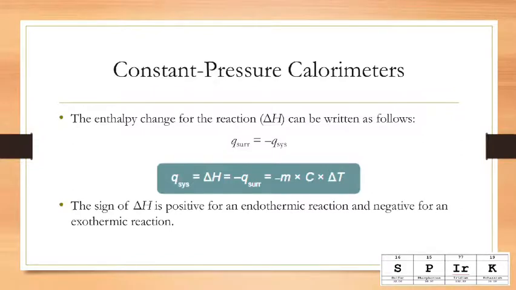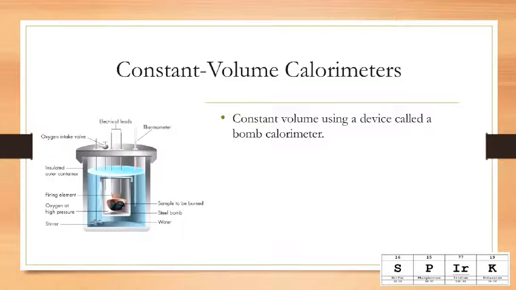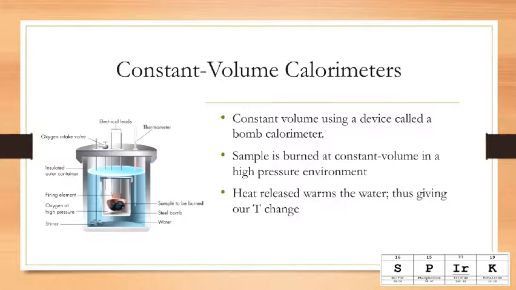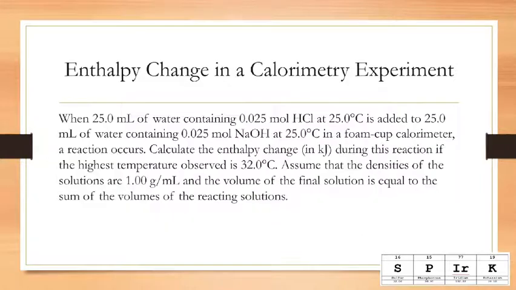So we also have constant volume calorimeters, using a device called a bomb calorimeter. A sample is burned at a constant volume in a high pressure environment. Heat released warms the water surrounding the small chamber, thus giving our temperature change. So, enthalpy change in a calorimetry experiment.